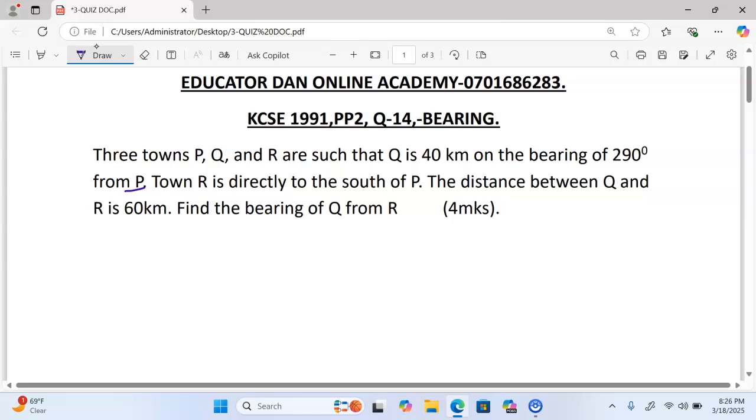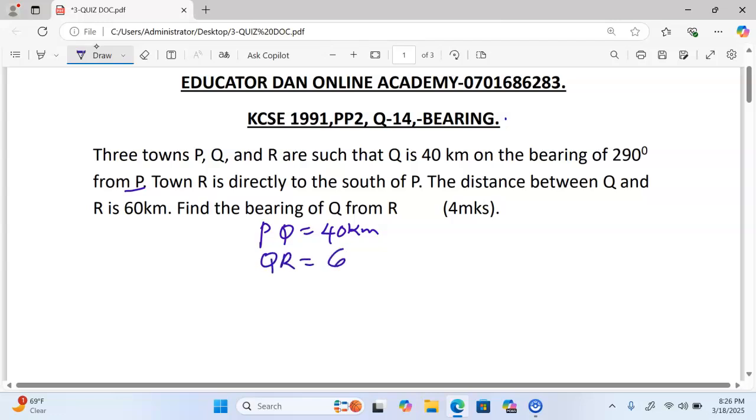We are looking at KCSE 1991, Paper 2, question number 14, a question on bearing. Three towns P, Q, and R are such that Q is 40 kilometers on a bearing of 290 degrees from P. That means PQ is 40 kilometers. Town R is directly to the south of P. The distance between Q and R is 60 kilometers.